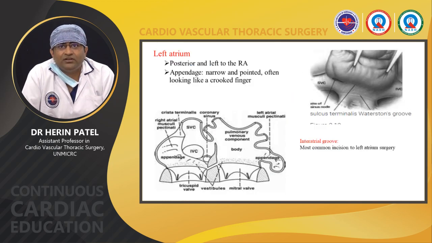As I said, left atrium also has chiefly three structures: the appendage, the venous part and the vestibule. The appendage of the left atrium is narrow and pointed. It looks like a crooked finger. It is small compared to right atrium, and the pectinate muscle is also less prominent in the left atrium.